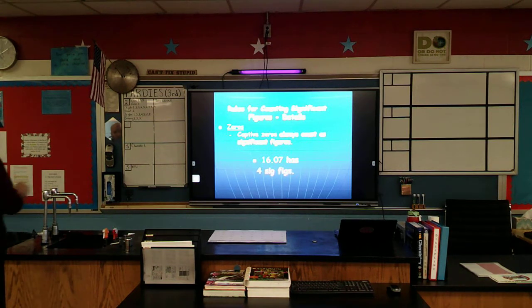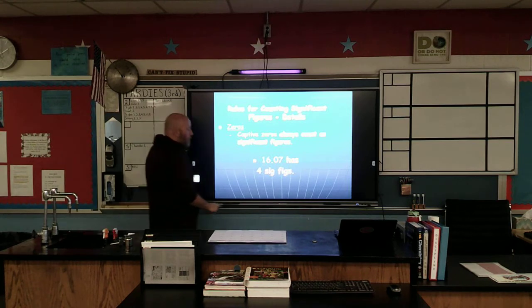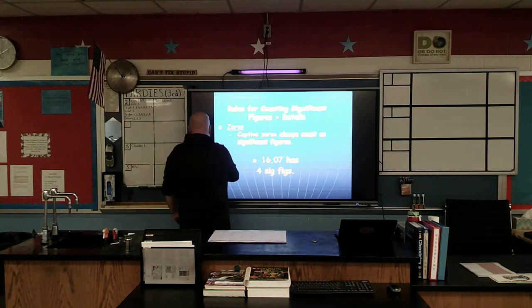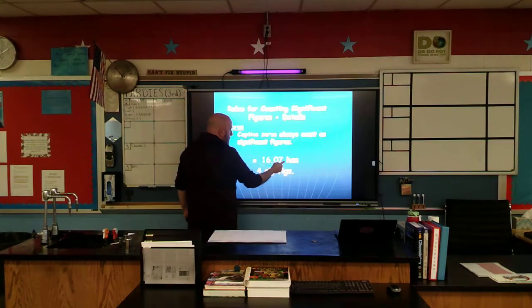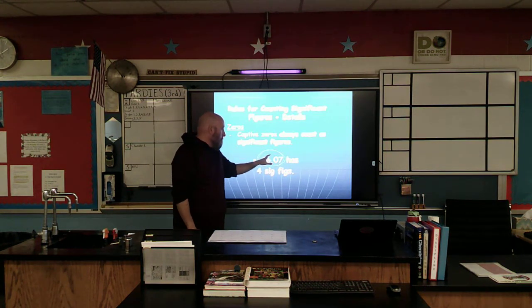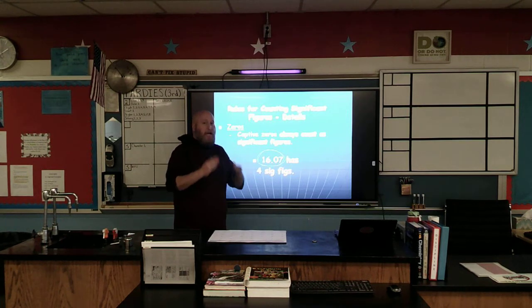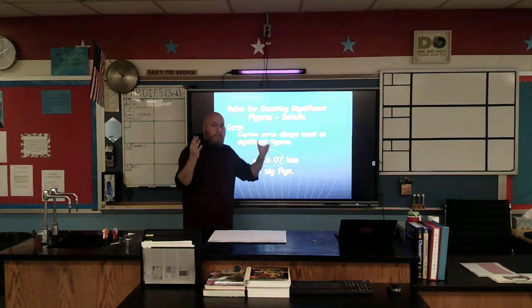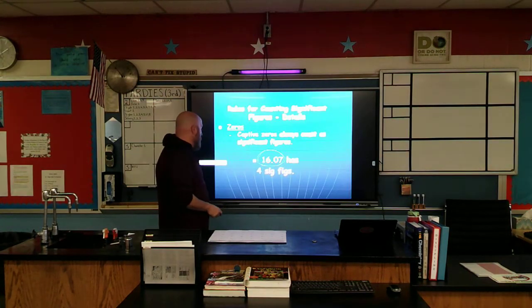Okay? Now, why does this 0 count and the others don't? Well, because what it's telling you is that these are absolutely, completely measured. I measured to exactly 16.07 grams or meters or whatever, right? I specifically measured that much. It is an exact amount of stuff, okay? I measured exactly 16.07 grams or whatever I'm using to measure. In this case, we'll just say grams, right?